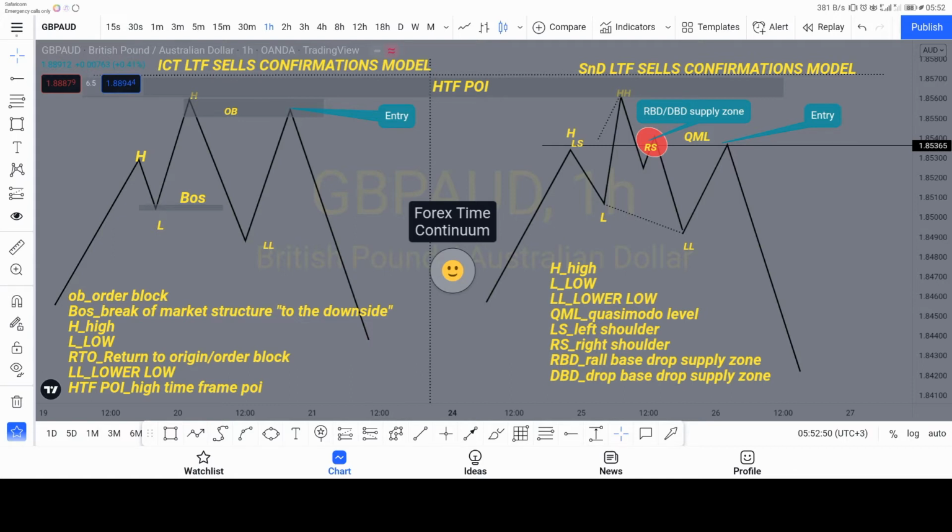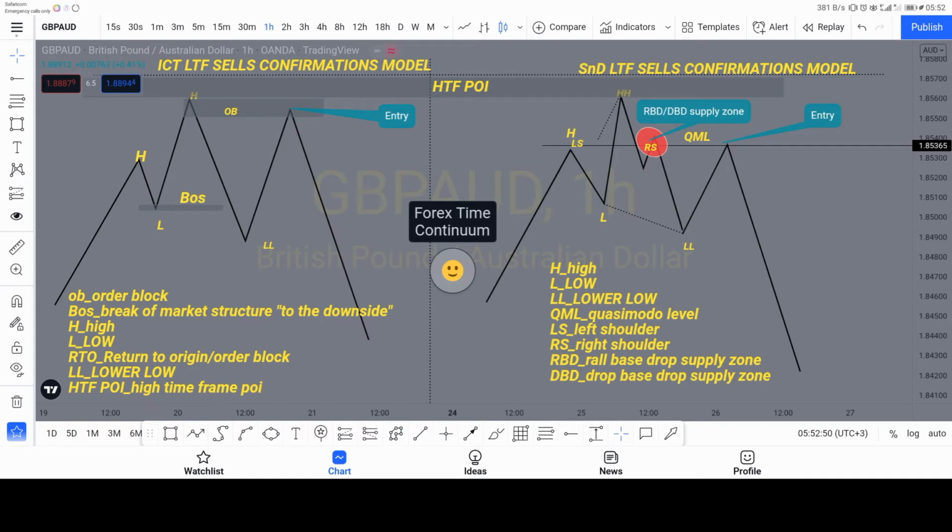For the S&D model, the price makes a high, then makes a low, then the low pushes the price to make a high and breaks the previous high. Then the price drops. As it drops, it creates a supply zone. The supply zone can be a drop base drop supply or a rally base drop supply. Then that supply zone pushes the price below the previous low.